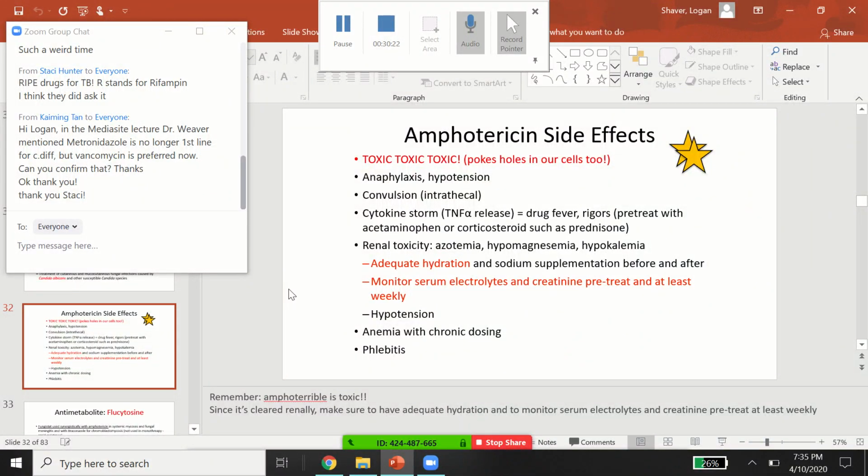But yeah, so very important. And I put the 2 stars here because I'm pretty sure we had a question about an amphotericin B side effect type deal, like what we would give, maybe adequate hydration with that or something like that. So that's why I have the stars on this slide particularly.